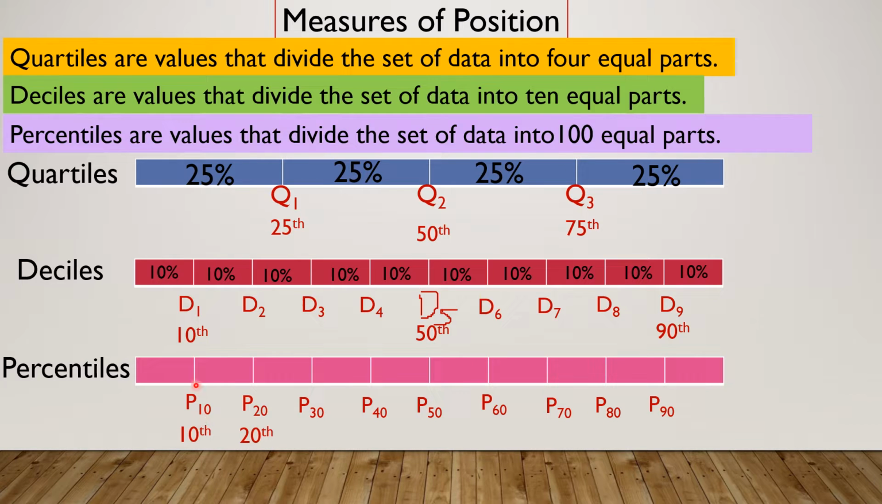So here, the first decile and the 10th percentile are equal. And look at this one. The median, second quartile, 5th decile, and the 50th percentile, they are equal, which means that half of the data is above and half is below the median.